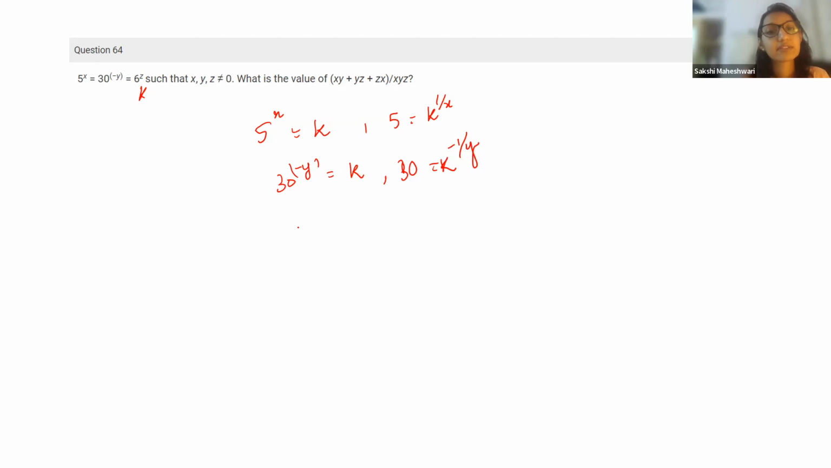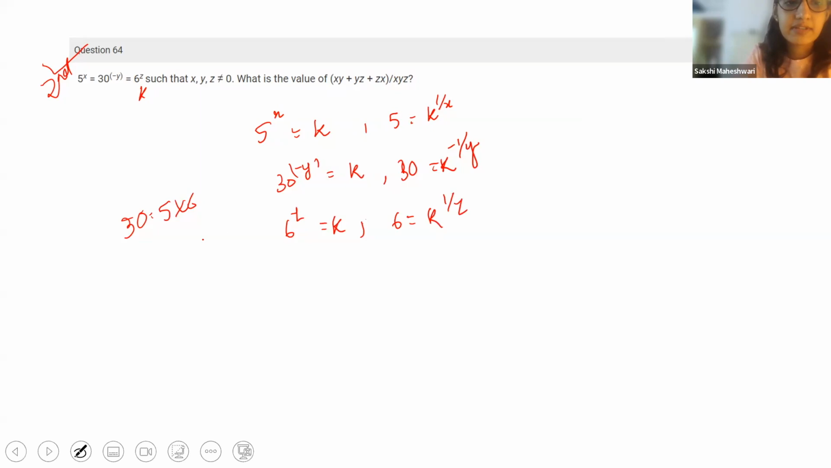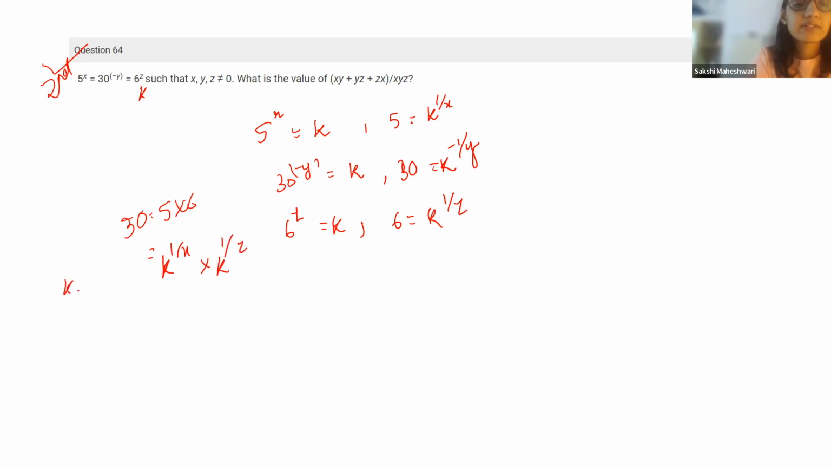See, these questions can be typical, so you can leave it in the first round. You can come back to it in the second. That's okay. And if you feel that it's very easy, one thing here is realizing that 30 is 5 into 6, and you need to multiply those. As I'm saying here, this is k to the power 1 by x into k to the power 1 by z. Once you have done this, this question is done. Minus 1 by y will be equal to 1 by x plus 1 by z, and this question is done.